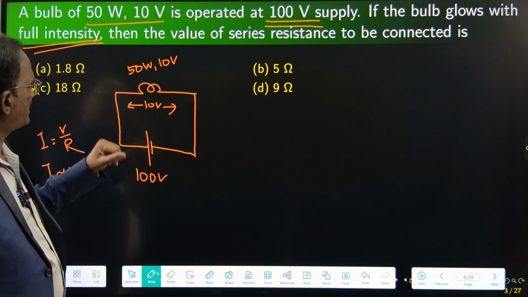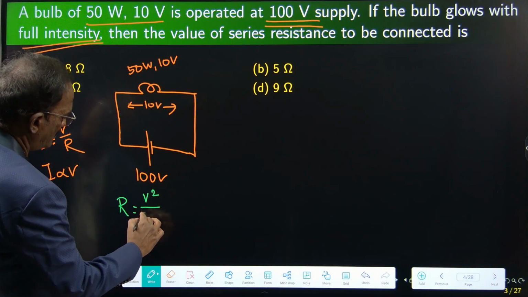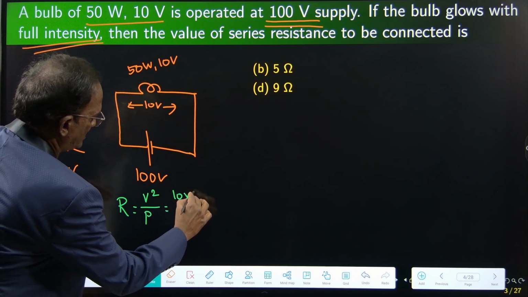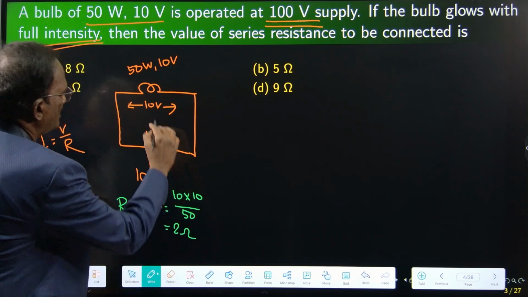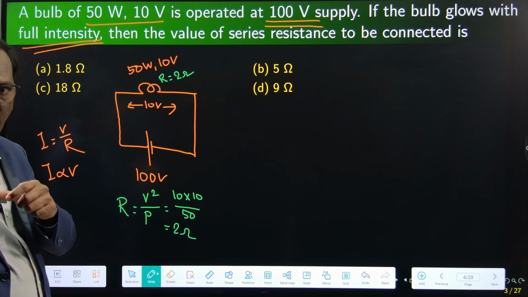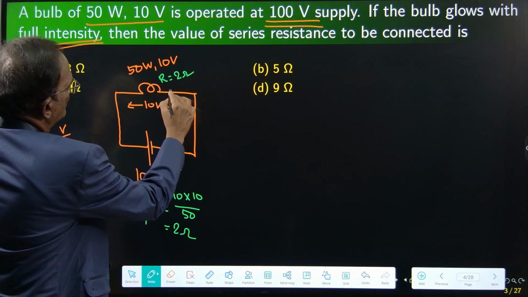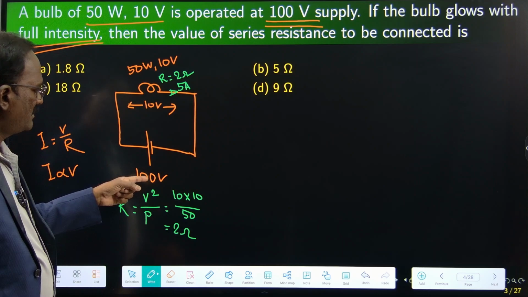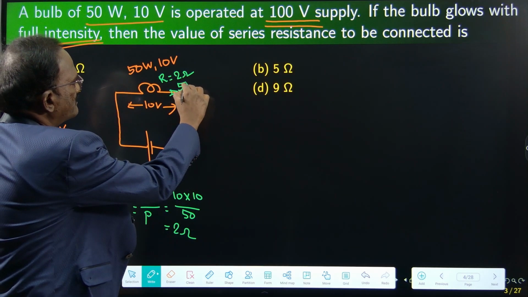Say for example, in this case, what is the R value? Let us find the R value. V square by P. The rating is 10 volts. 10 into 10 divided by P, which is 50. So this is 2 ohms. The bulb has a resistance of 2 ohms, right? 10 divided by 2 is equal to 5 amperes. Only 5 amperes. But if we give 100 volts here, 100 divided by 2 will be 50 amperes.